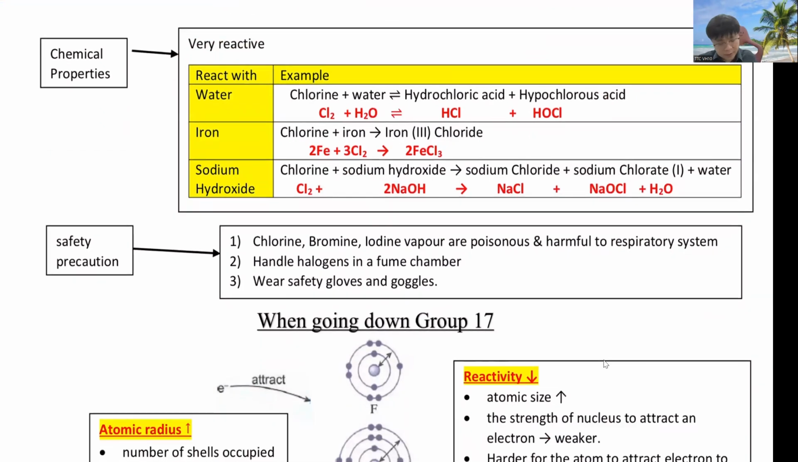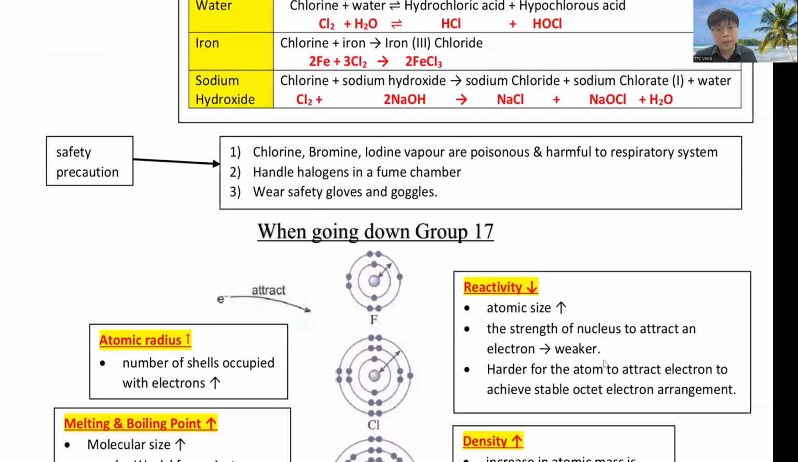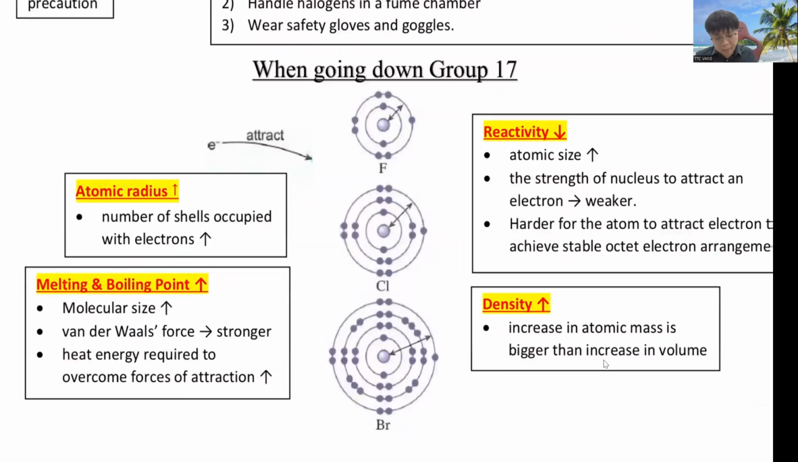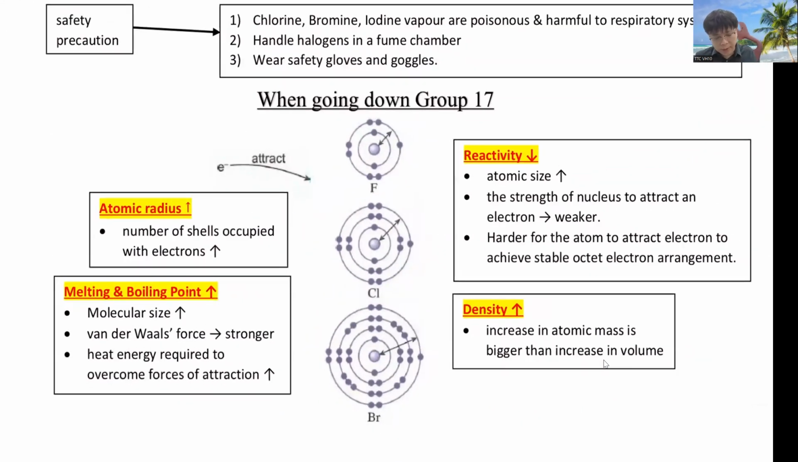Because group 17 is very poisonous and harmful to the respiratory system, we have to conduct all the experiments in a fume chamber. This is the safety feature you need to know. For group 17, the reactivity decreases when going down the group.